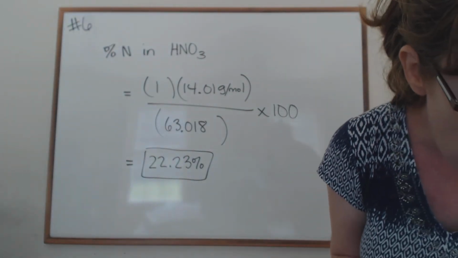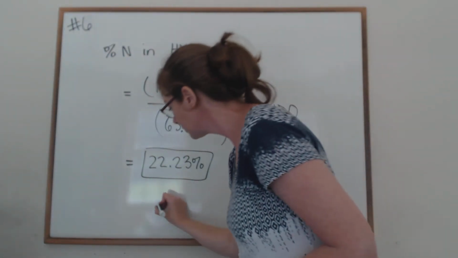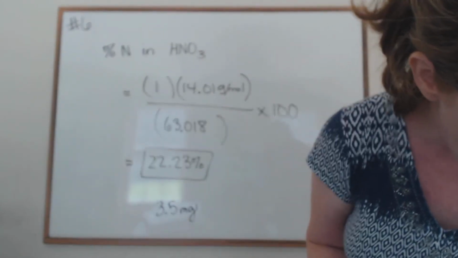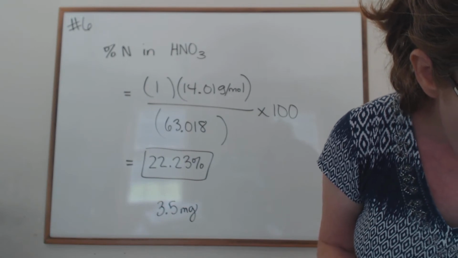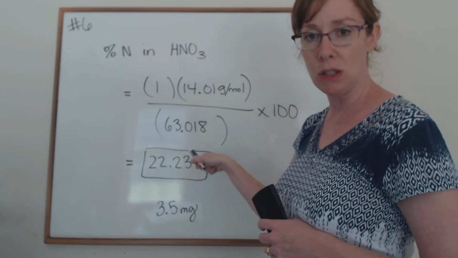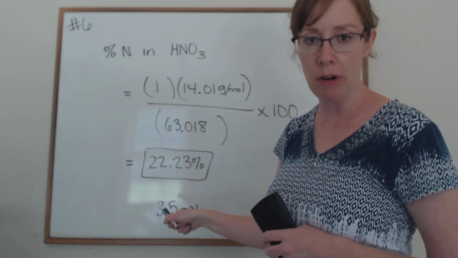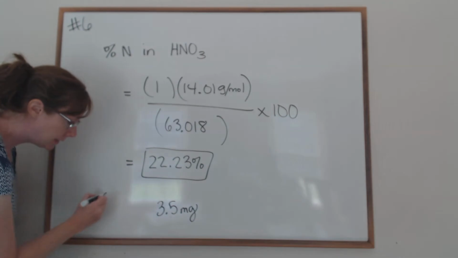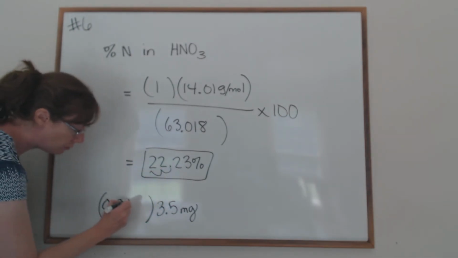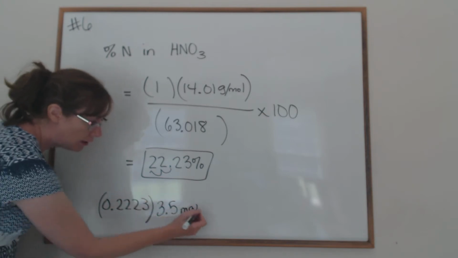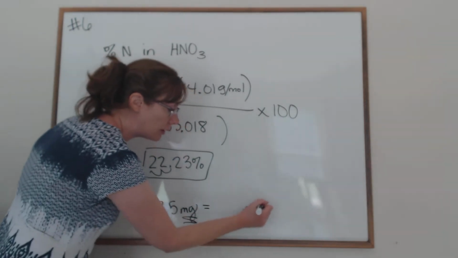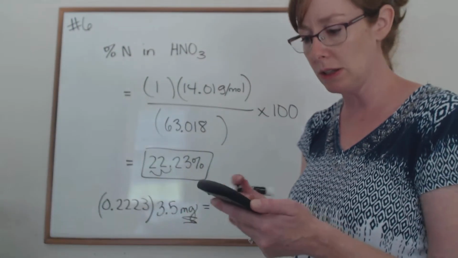And then it says in a 3.5 milligram sample, what mass of nitrogen is present. So therefore, what you have to do is you just have to take 22.23% of this number. And percentages are per 100. So you're moving it 2 decimal places to the left. So 0.2223 times 3.5 milligrams. Notice you keep that unit in there because that's what your answer's unit is going to be in, milligram, because it doesn't cancel, so it's still there.